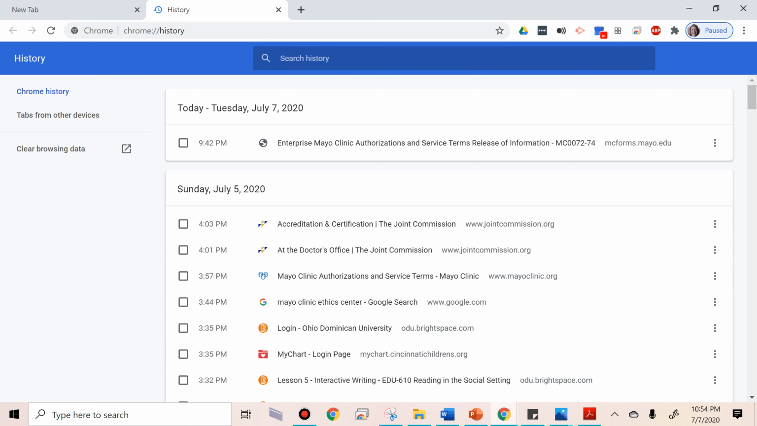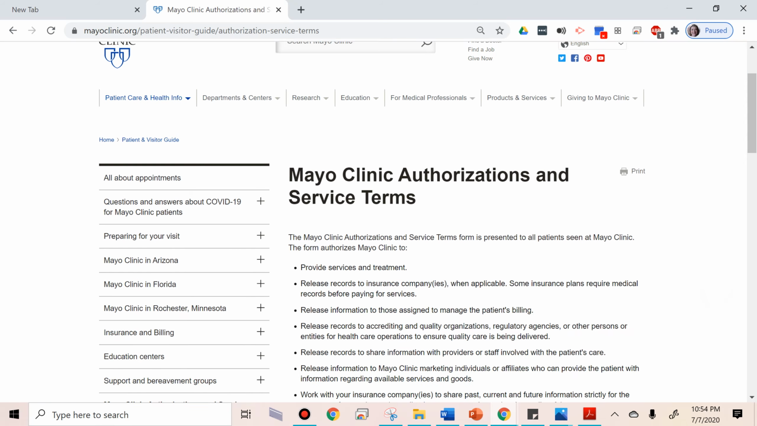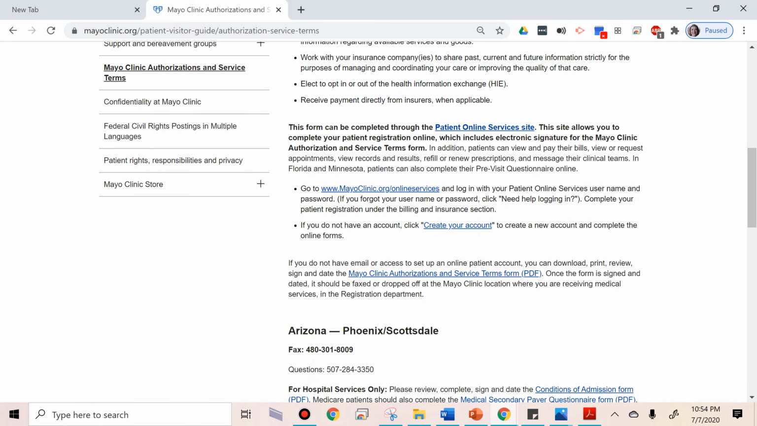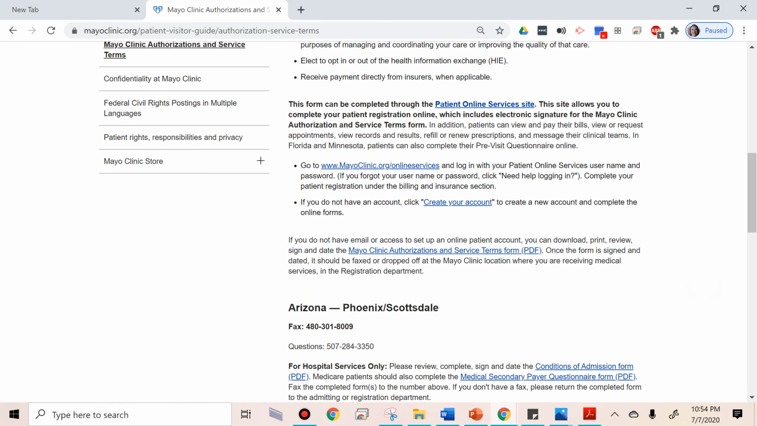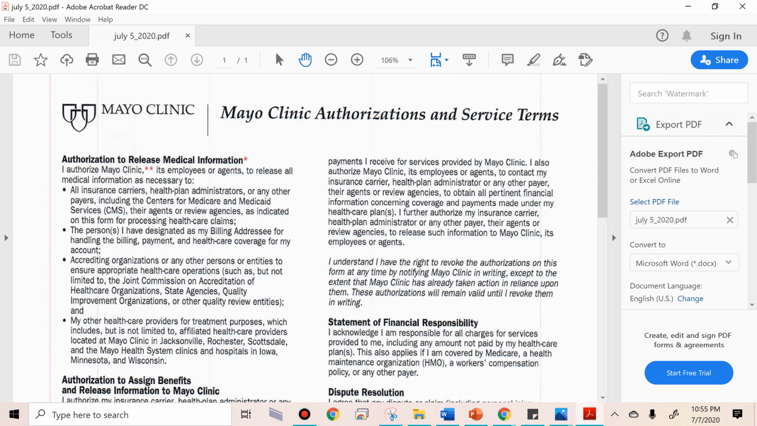But I want to show you something. I want to show you how it takes you to the same page. So when you click on it from Sunday, here it is, Mayo Clinic authorizations and service terms. And what I had clicked on the 5th was this right here, which said, if you do not have email or access to set up an online patient account, you can download, print, review, and sign and date this form. Okay. So I did that on the 5th. And the form that I got was this one.